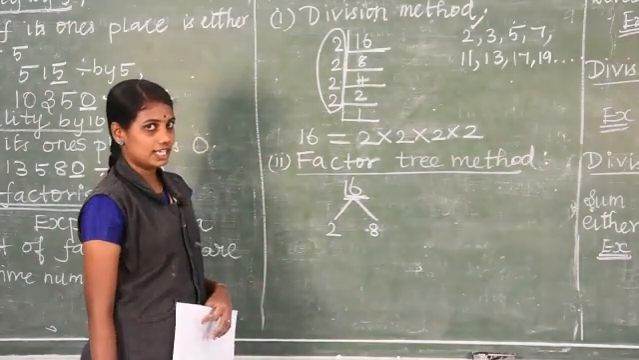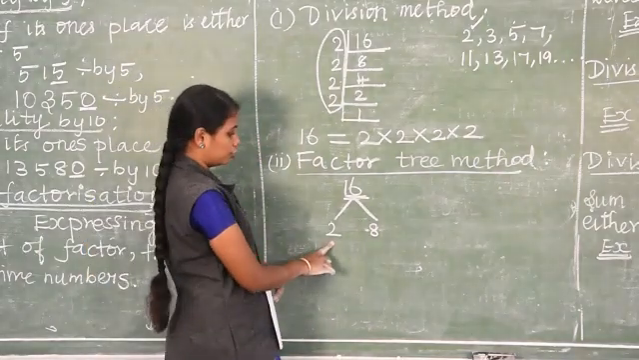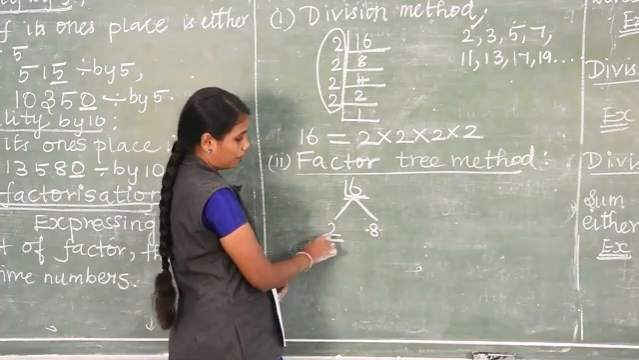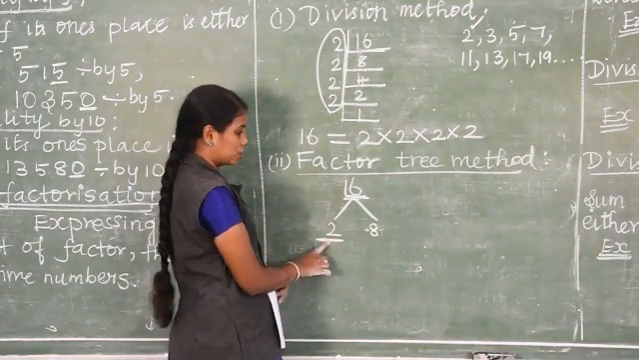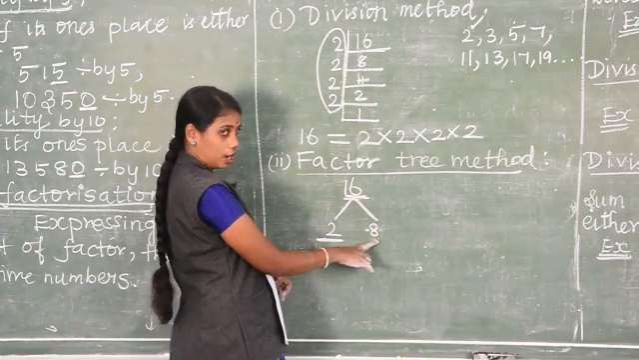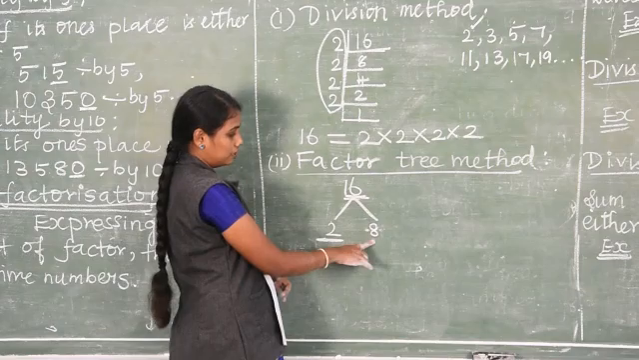2 eights are 16. Then 2 will come in the 1 table only. 2 is a prime number, so you can stop it. 8 is a composite number, so you should not have a composite number, you should have only prime numbers.